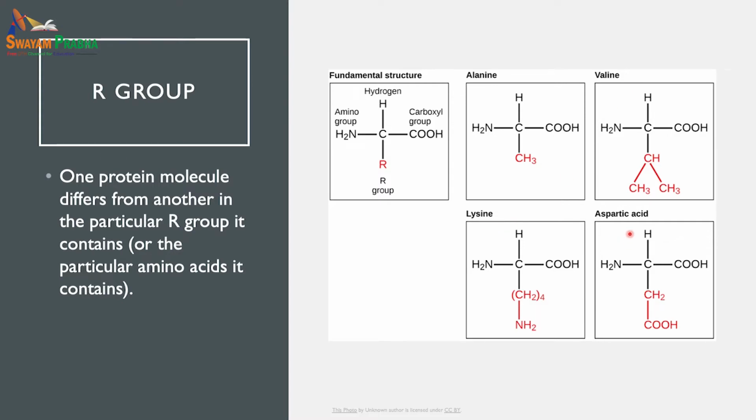In all these amino acids you will find that NH2, COOH and H groups are present in all amino acids. The only difference in these amino acids is the R group. In case of alanine, it is CH3. In case of valine, it is CH(CH3)2. In case of lysine, this is the R group. And in case of aspartic acid, CH2COOH is the R group. Hence it is said that R is the functional group which differentiates one amino acid from another.